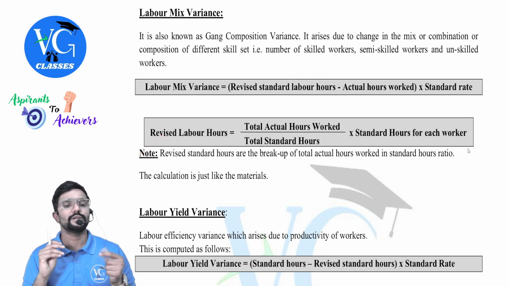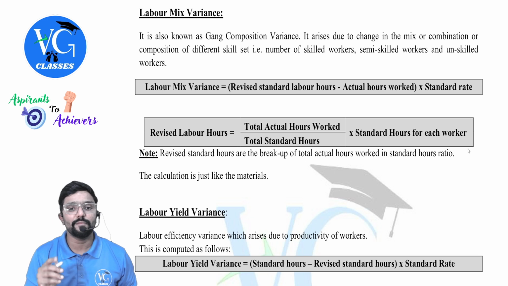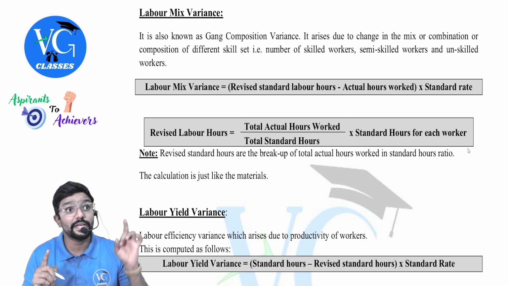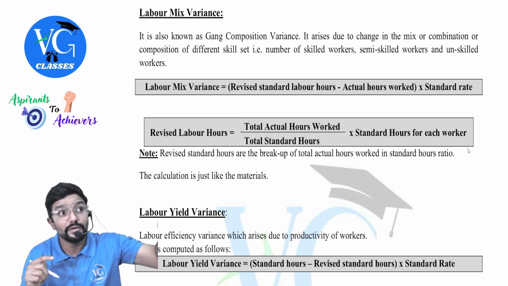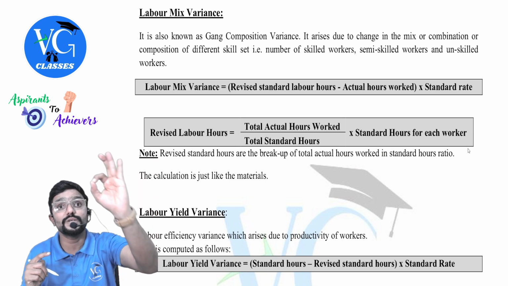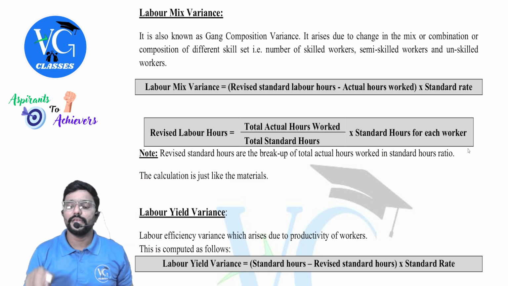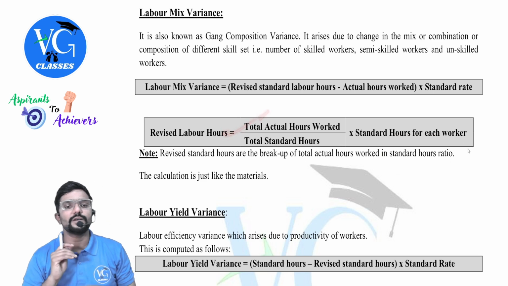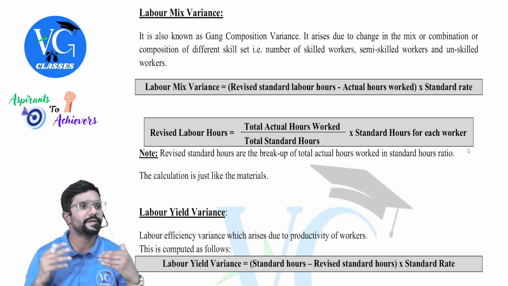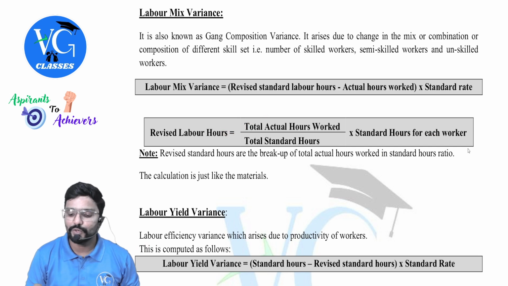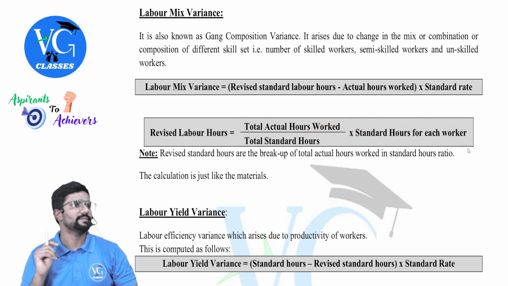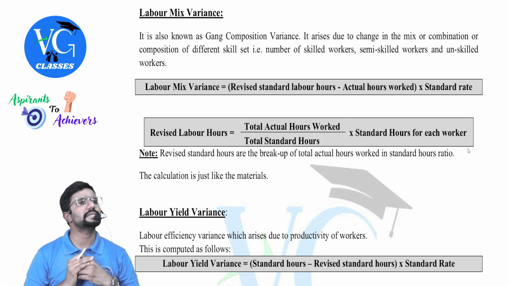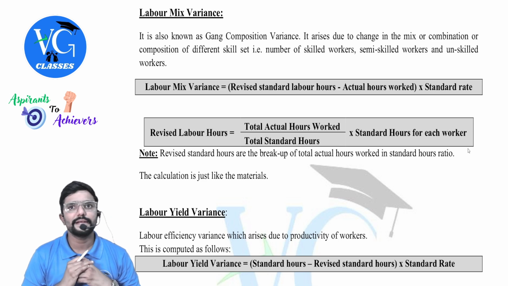First, let us read the note. Revised standard hours are the breakup of total actual hours worked in standard hours ratio. So formula-wise, it is total actual hours worked divided by total standard hours into standard hours for each worker. For us, we have three categories: skilled, semi-skilled, unskilled.